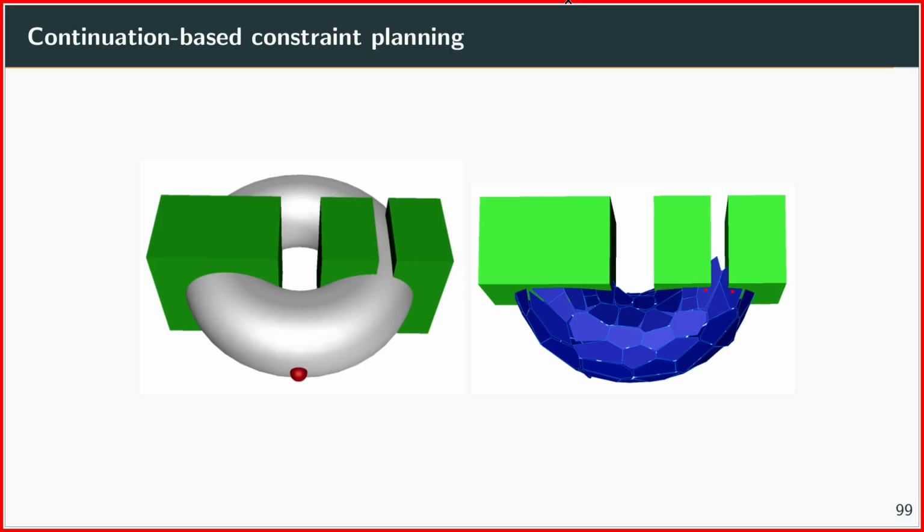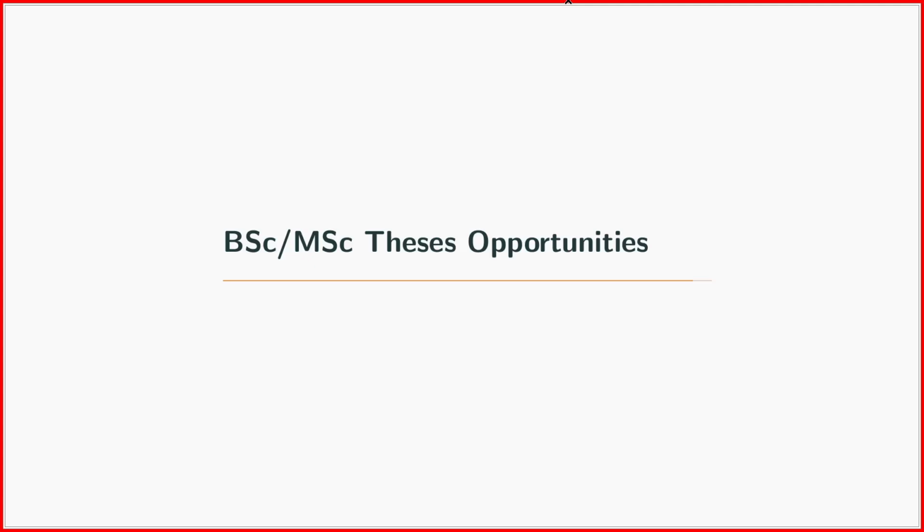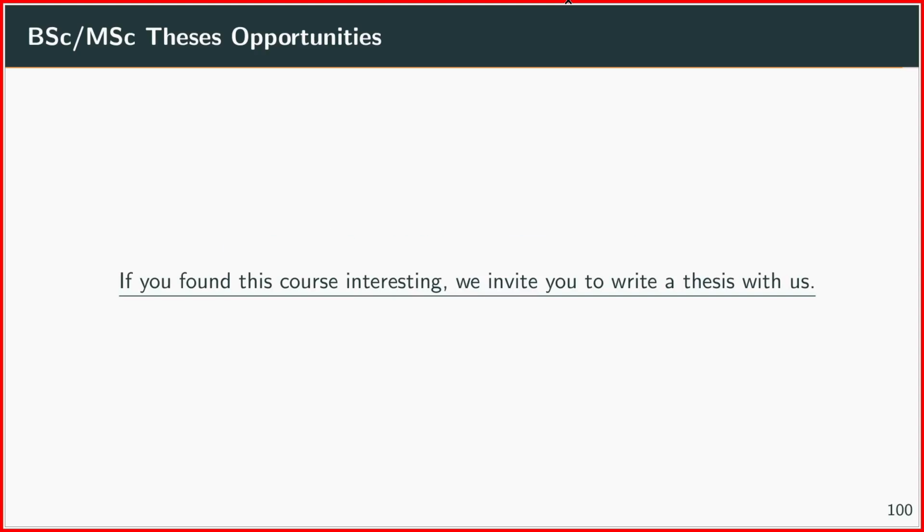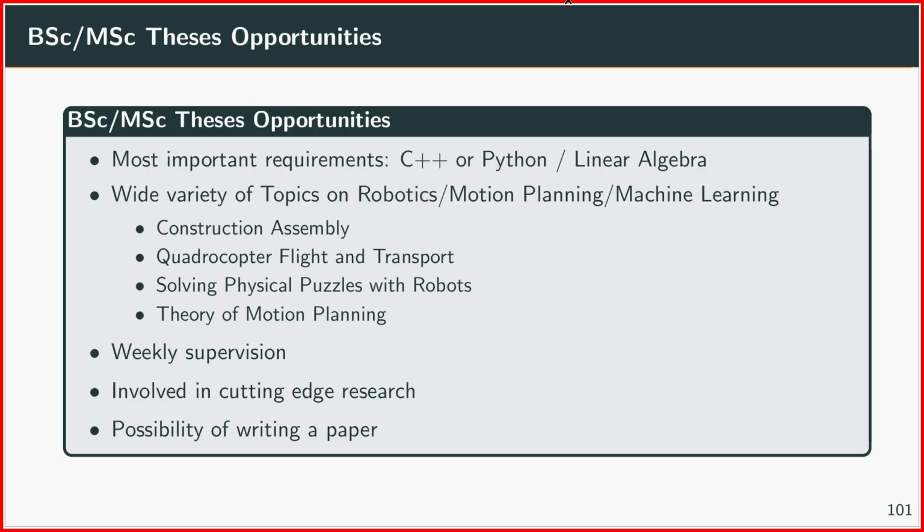Okay, and now we are at the very end of our lecture. So I hope you got something out of it. And in the end, I just wanted to advertise some thesis opportunities. If you found this course interesting, we invite you to write a thesis with us. Requirements would be that you can program well, especially C++ and Python, and I think linear algebra is also a good prerequisite.